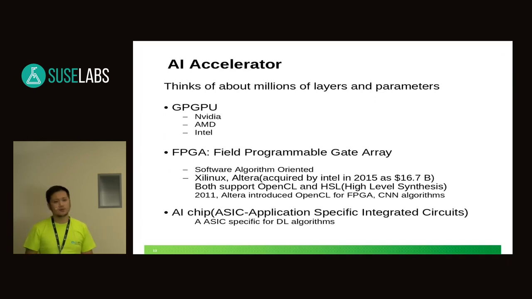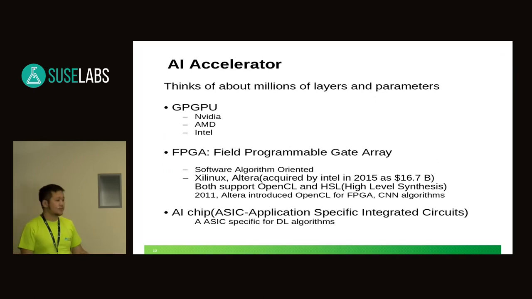It's kind of using your program to make your hardware implement different tasks, with a hardware description language, like VHDL, Verilog, that kind of language. And just to mention a little bit more, so far there are mainly two companies outside, Xilinx and Altera. Altera was purchased by Intel a few years ago. Both support OpenCL and HLS, but I would like to highlight OpenCL here. That gives it the ability to do deep neural network computing.